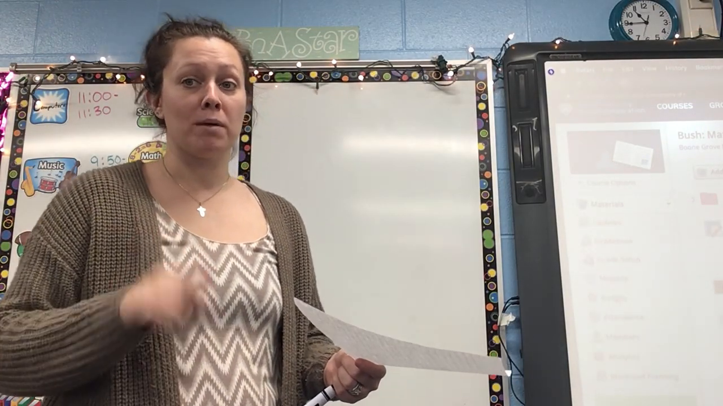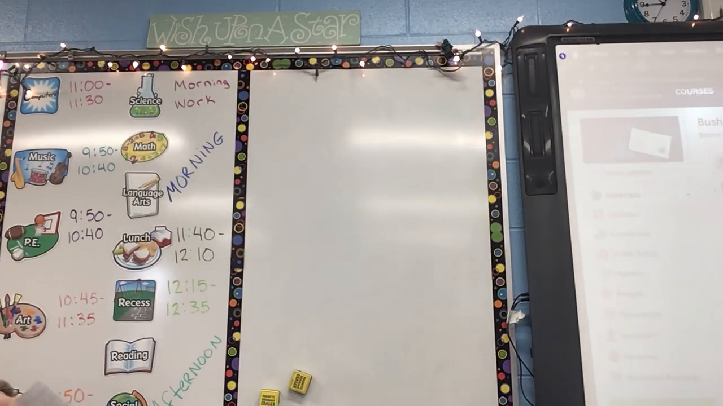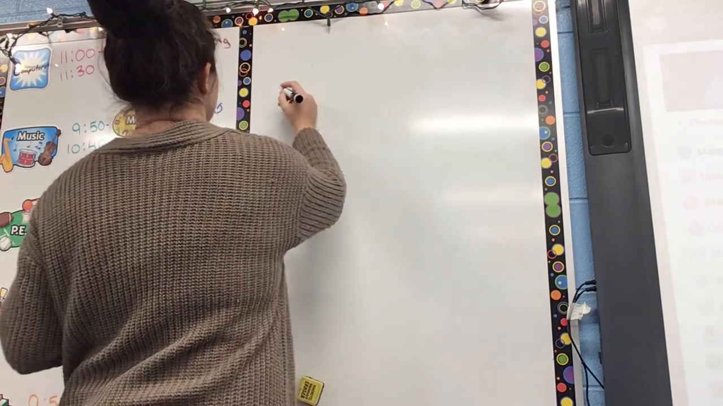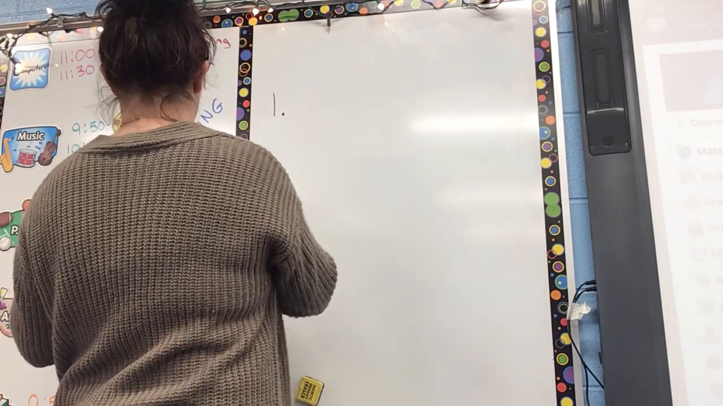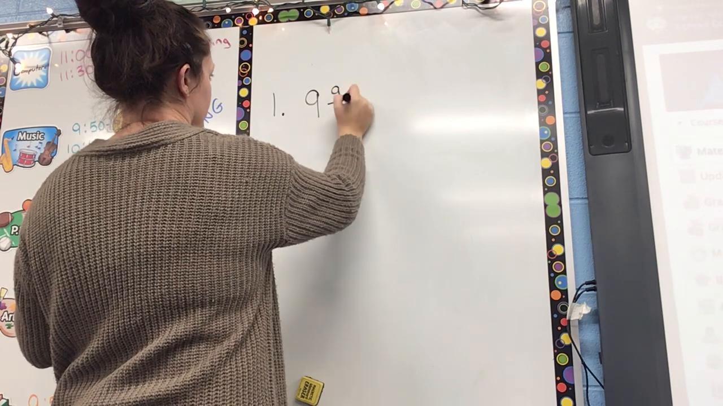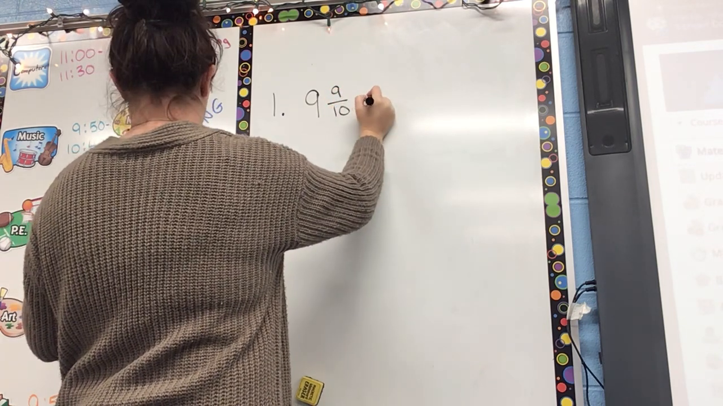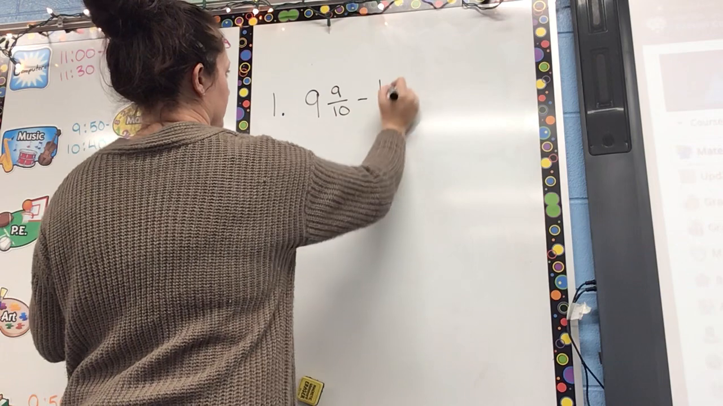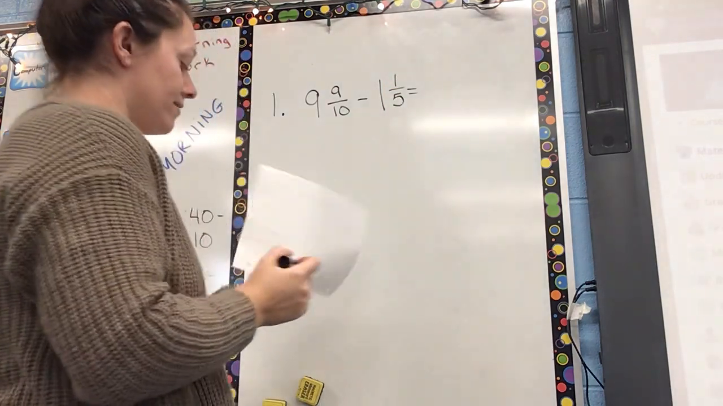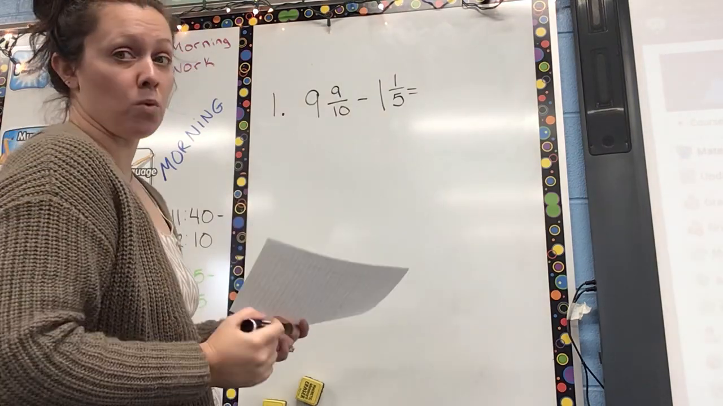Hey guys, so we talked about adding mixed numbers, but what about subtracting mixed numbers? I want to show you a couple up here. Number one. All right, we have 9 and 9/10 minus 1 and 1/5.